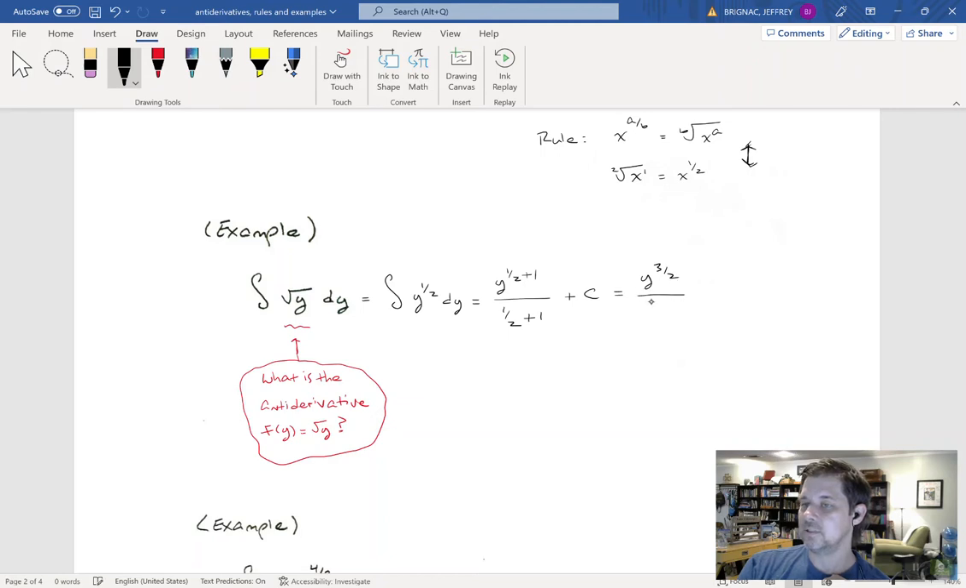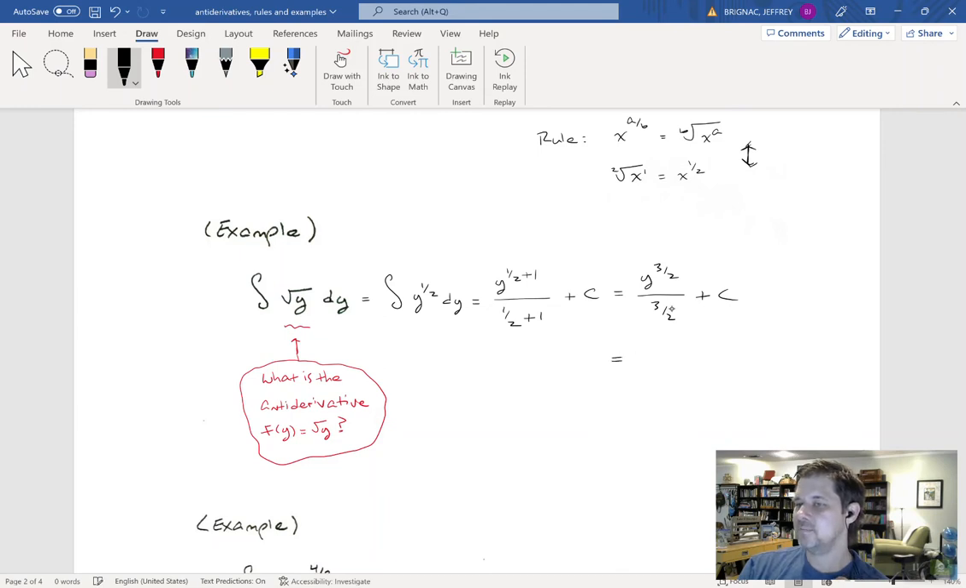Okay, so then I get 3 over 2 down there also. And this, I guess, is technically right. I mean, that's my antiderivative. But we have conventional ways that we write things, and it's seen as a little bit awkward to write this division by a fraction. So how can I simplify that?